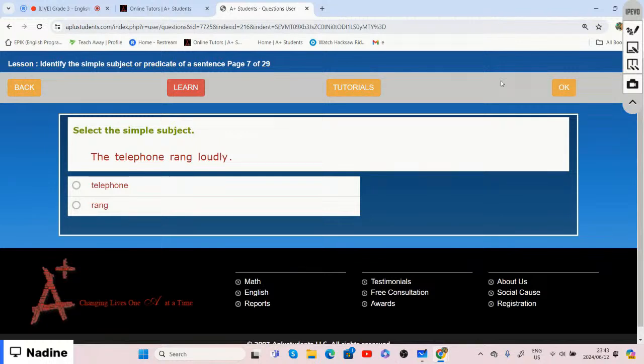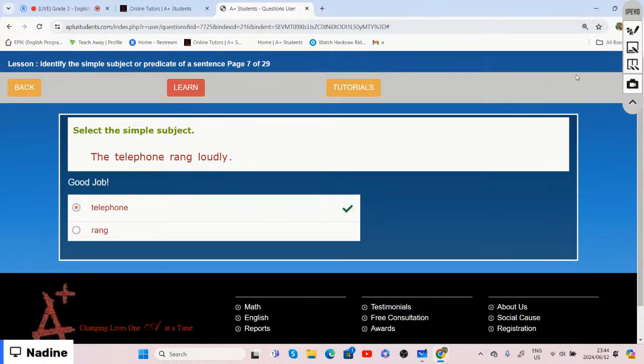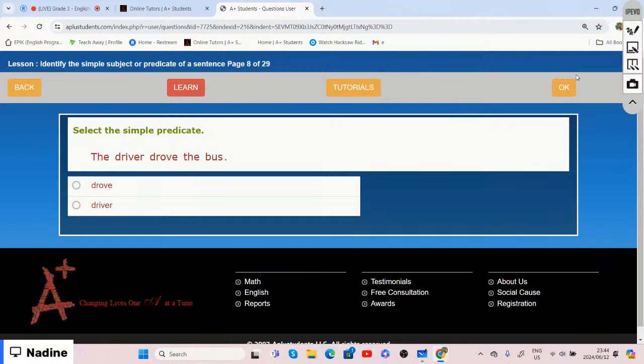All right, and if we were to identify our subject within the sentence, we would say it is telephone, because that is our noun, our subject within that sentence. So well done. Telephone is correct.